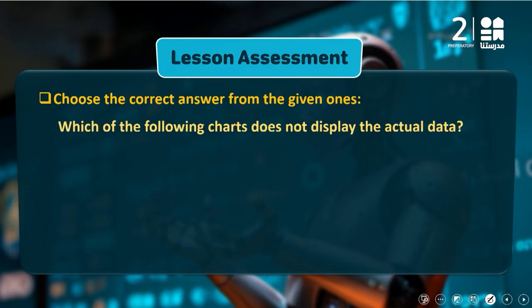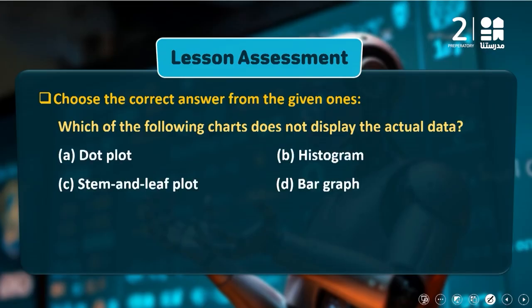Look at this example. Which of the following charts doesn't display the actual data? We have a dot plot, a histogram, a stem and leaf plot, and a bar graph. The bar graph, dot plot and stem and leaf plot all represent the actual values of the data. So the chart that doesn't display the actual data is the histogram.